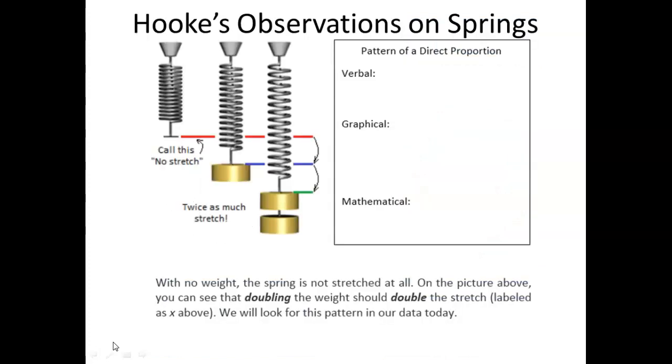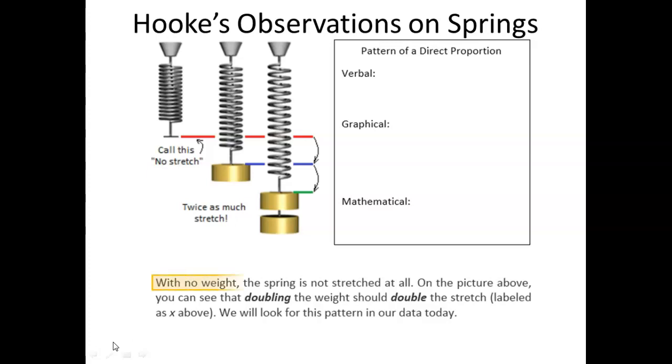Now, his observations about springs are based on a very simple experiment. Normally, if we were in person, you and your classmates would have a chance to do this experiment. And the idea is you have a single spring, and you hang different weights on it. And you see how the weight pulling down relates to the stretch of the spring. The pattern that Hooke discovered was quite simple. It's called a direct proportion.